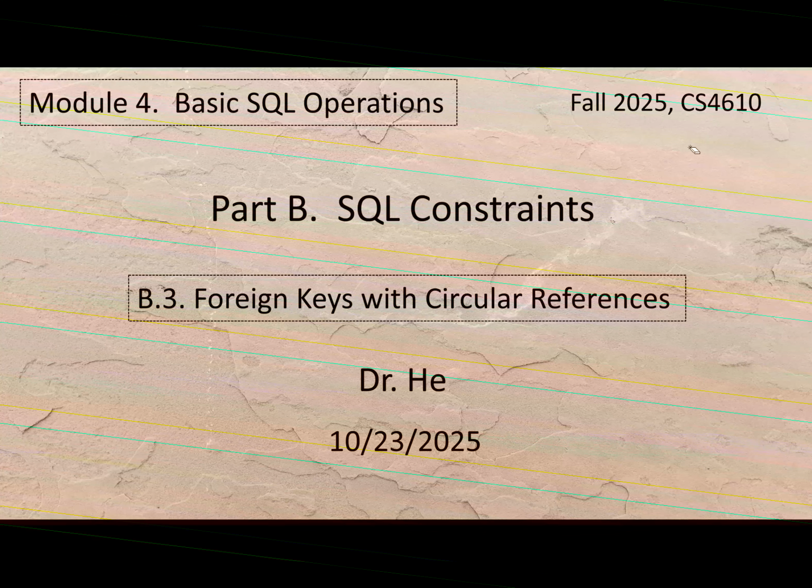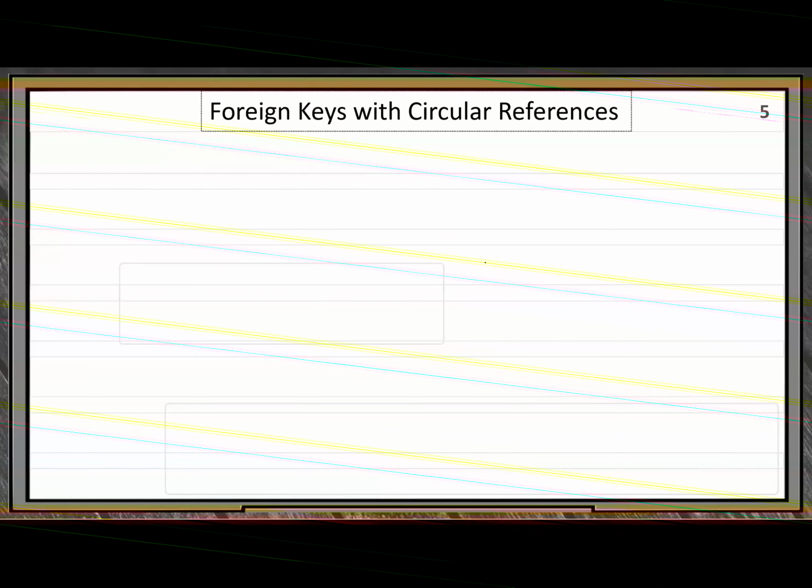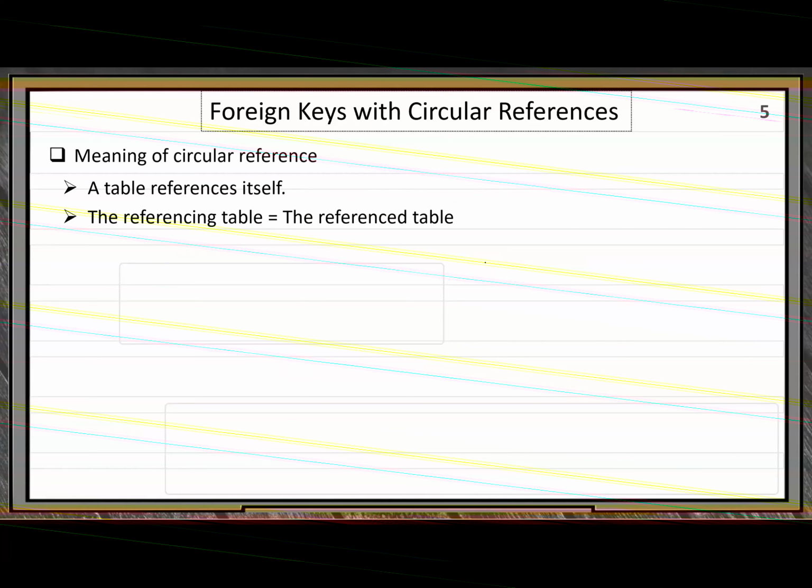Referencing table. The second one, R2, we call the reference table. But in the case of circular reference, R1 and R2 are the same table. Sometimes we need to do that kind of circular reference. Circular means a table references itself. Why? Because sometimes, based on the business requirement, we need to do this.